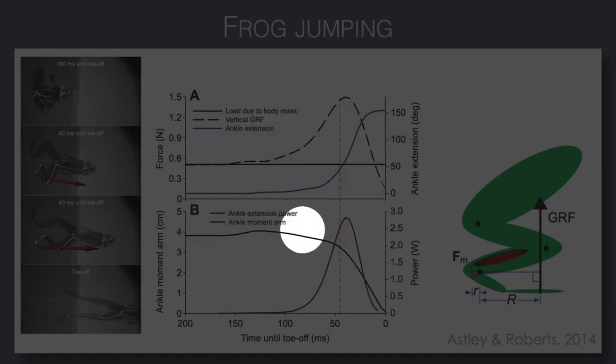But this graph here is the moment arm. And in particular, this is the out lever. So we talked about how the in lever changes dramatically in the locust. In the case of the frog, the mechanical advantage changes as well, but it's through the out lever length changing.